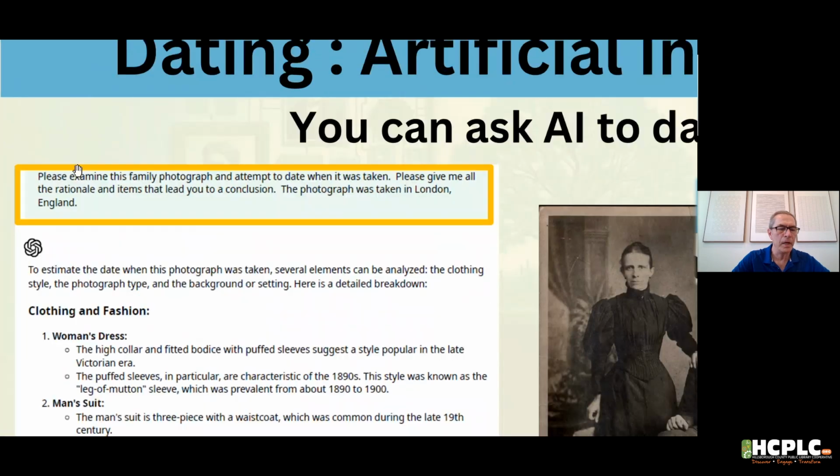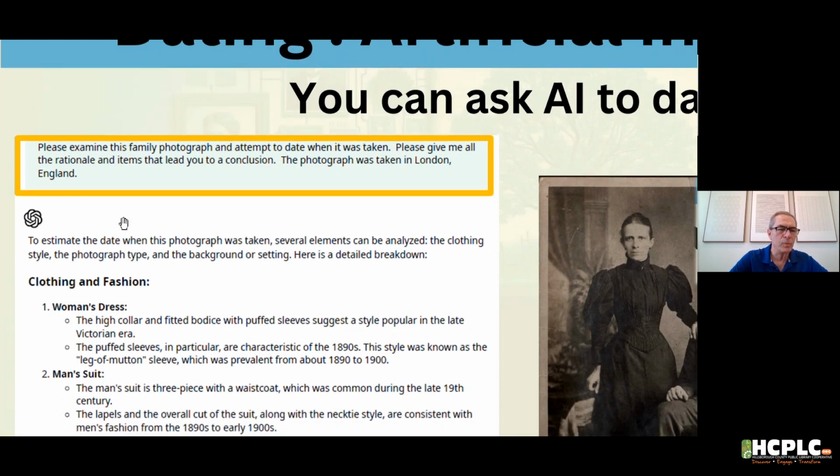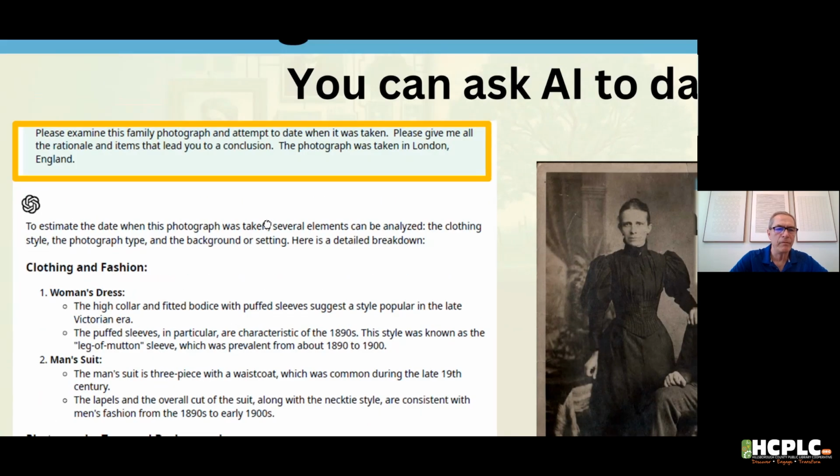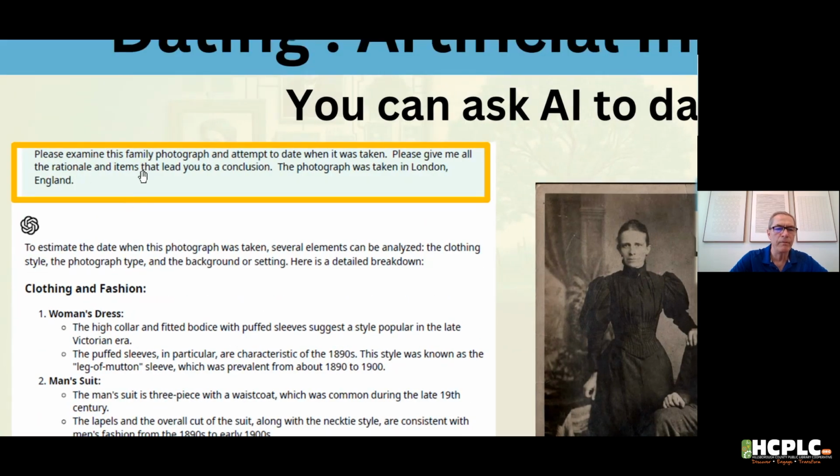So I go into AI, and if anybody's got any questions on AI, please drop me a line. I'll show you the email again, but I use AI extensively in a lot of my research. And the key with AI is we have a conversation. And this is a conversation I have. Please examine this family photograph and attempt to date when it was taken.